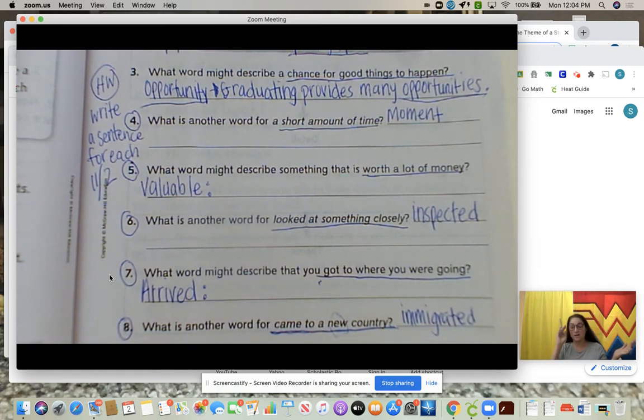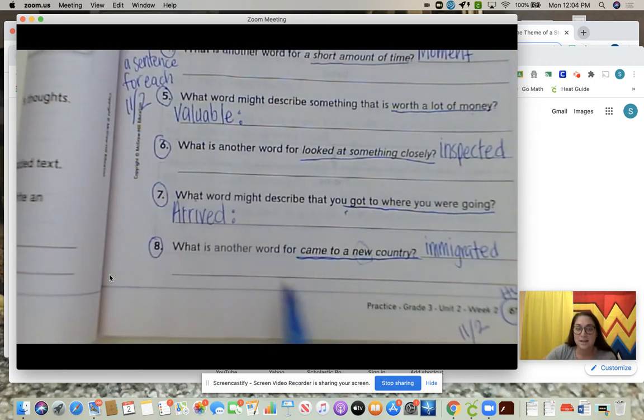Number 7, what word might describe that you got to where you were going? Arrived. When you arrive somewhere, you got to where you were going. I really want to go to school. When you get there, oh, I arrived at school. So I want a sentence. And then what is another word for came to a new country?